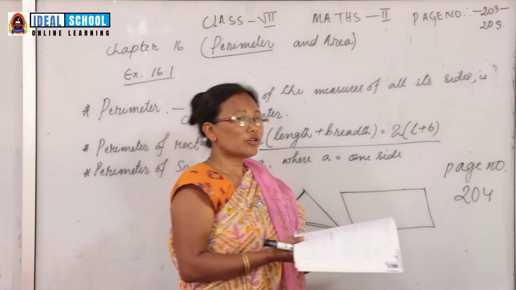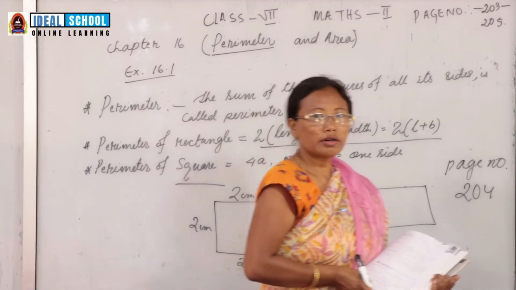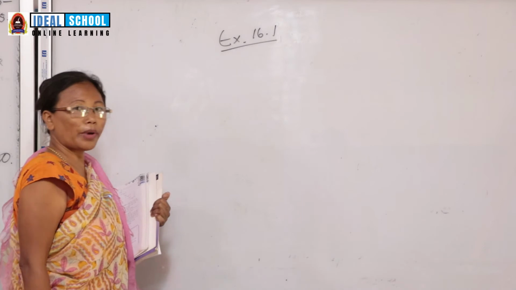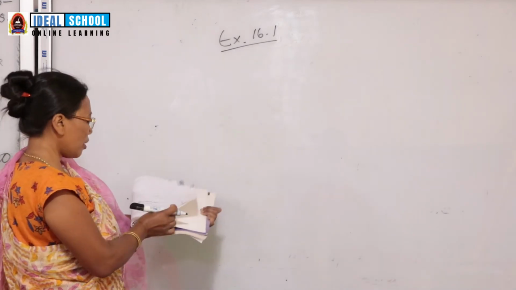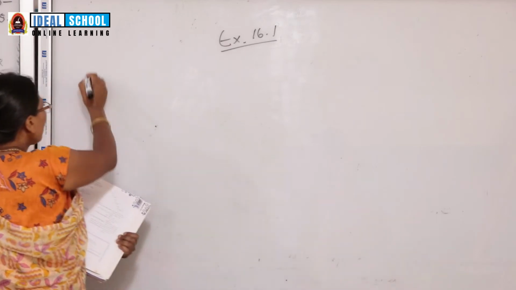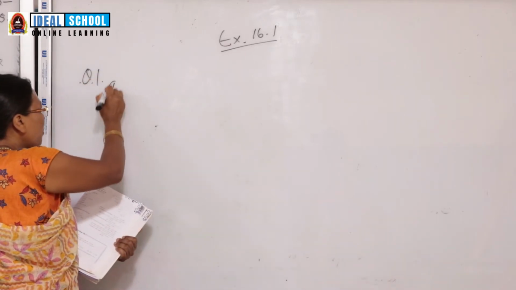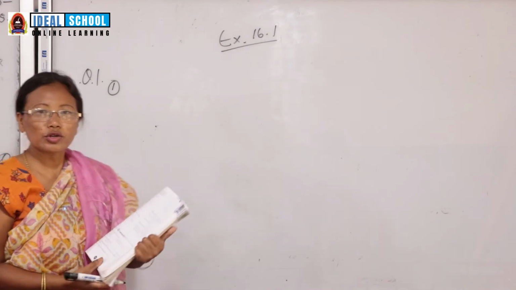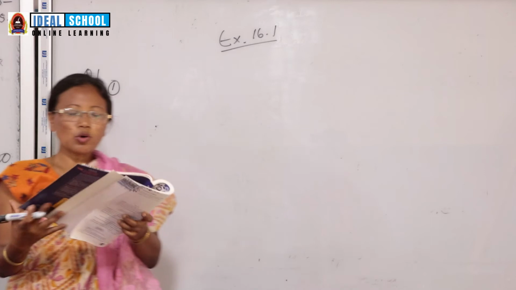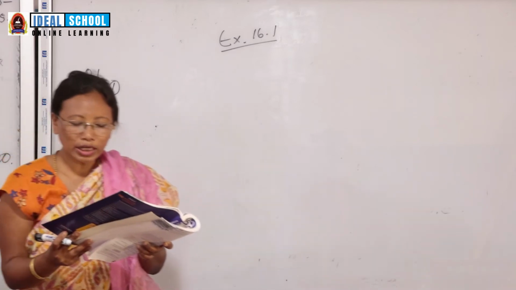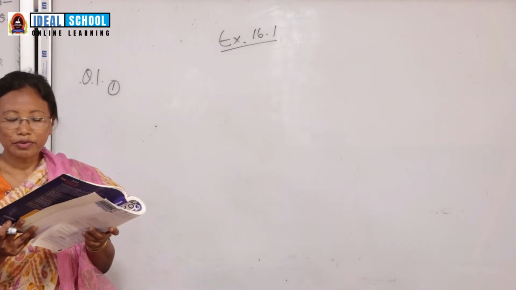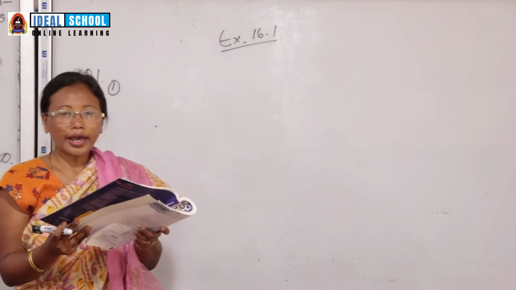Exercise 16.1, question number 1. All of you open the exercise, page number 205, Exercise 16.1. Question number 1, Roman number 1. I will not write the question; let me read it. You have to listen carefully. Find the perimeter of rectangle ABCD, given that some data are given here.